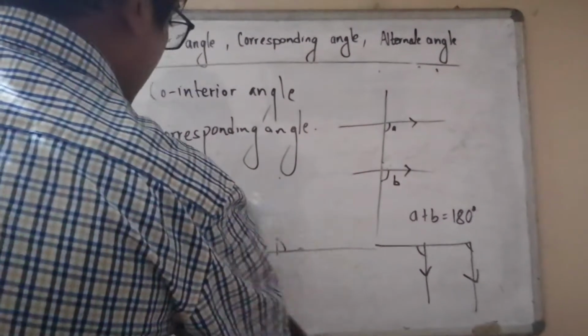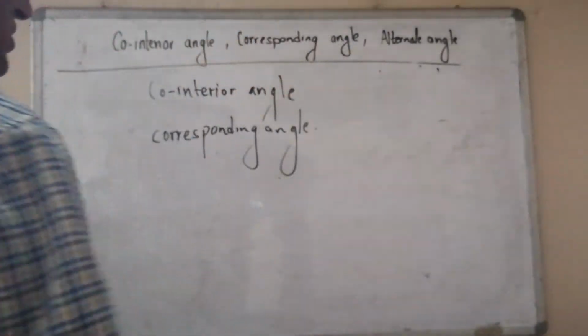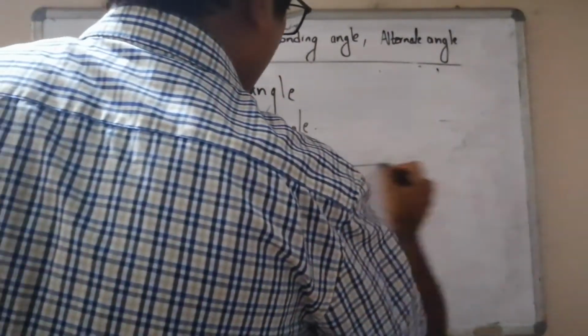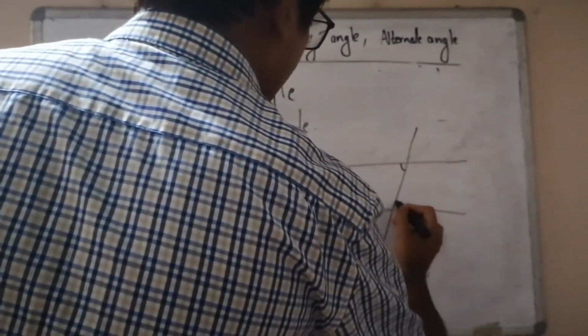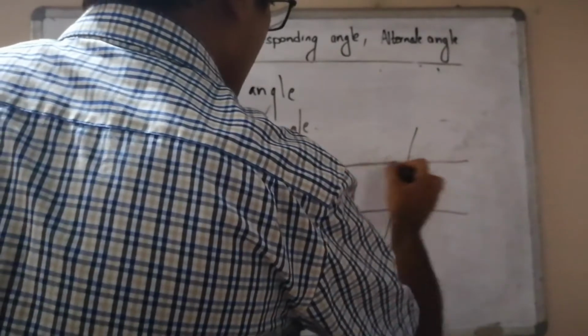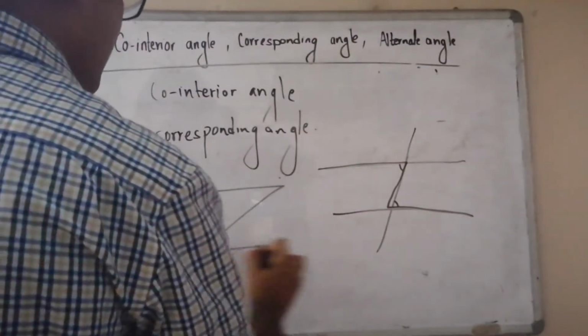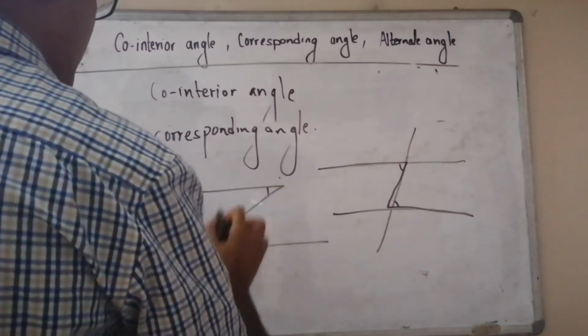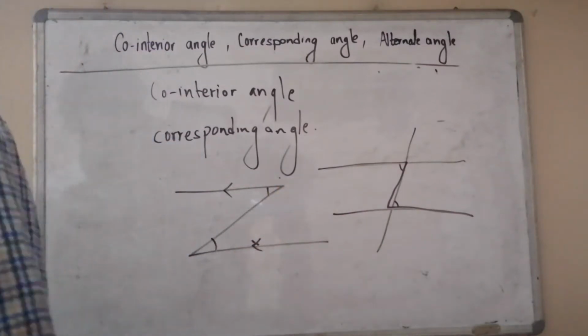So now the final one, the alternate angle here. Alternate means it should be in Z shape. This angle and this angle is alternate angle here. If you look closely, then it is in Z shape. If it is in Z shape, then we say it alternate angle. These two lines must be parallel line here.